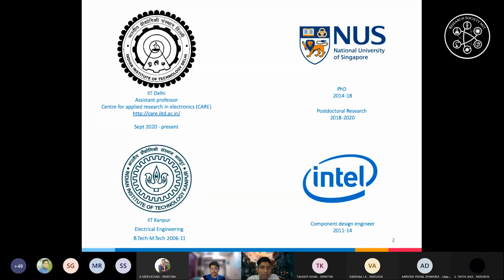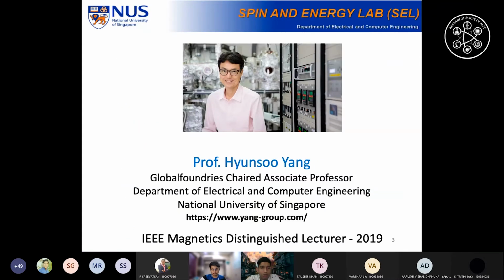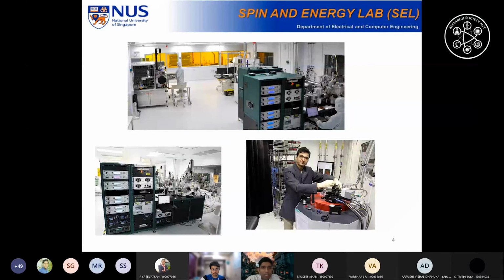Because I recently started this group at IIT Delhi, all the work I'll be presenting today, and whatever I've done, the credit goes to my professor, Professor Hunsu Yan. He is the Global Foundries Chair Associate Professor. Global Foundries, I hope a few of you know, is one of the biggest foundries in the world right now. He was also an IEEE Magnetics Distinguished Lecturer. So all credit goes to him for the research. Our lab was called the Spin and Energy Lab, and it was very fun. Those 4 or 5 years in the lab, and this is how our lab looked.